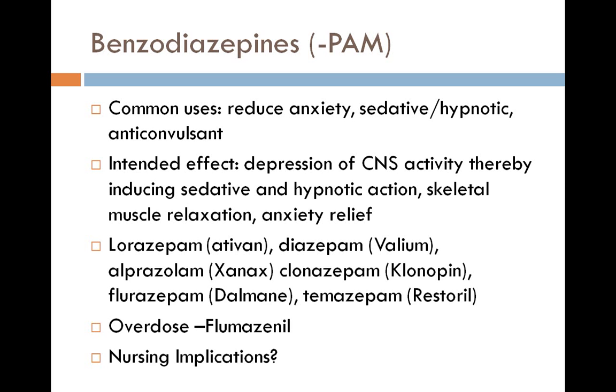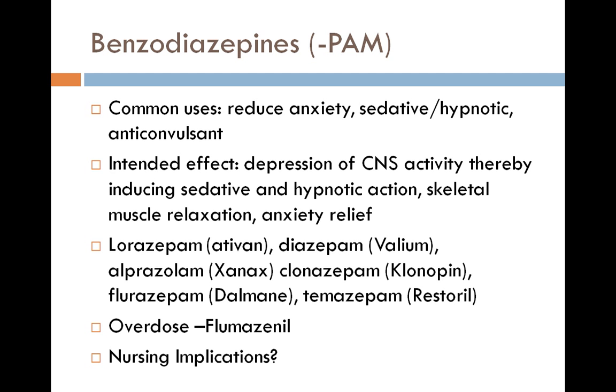And so the intended effect of benzodiazepine use is that it's going to depress CNS activity, thereby inducing a sedative and hypnotic effect. They can also cause skeletal muscle relaxation, which will be good for the person that has seizures, and they can also provide anxiety relief. And so here you see some of the more commonly used benzodiazepines, and you've probably seen most of these. You've probably administered most of these medications before in the hospital.